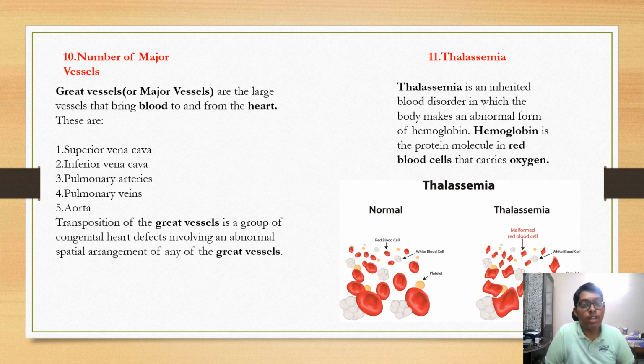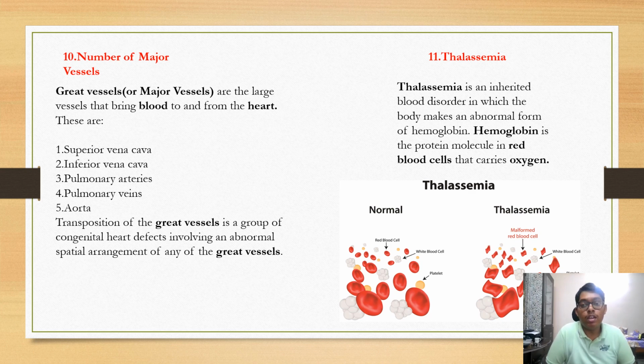Next one, the number of major vessels. These are the major vessels that bring blood to and from the heart. There are 5 types of major vessels: superior vena cava, inferior vena cava, pulmonary arteries, pulmonary veins, and aorta.